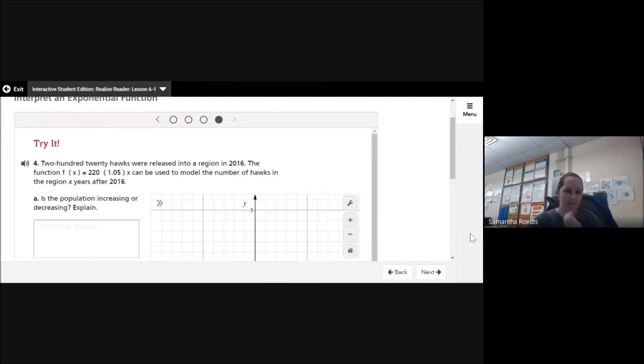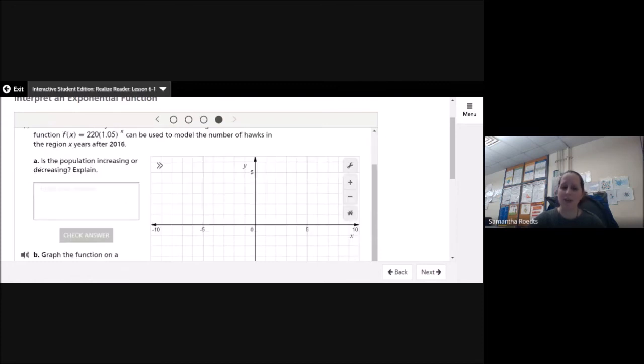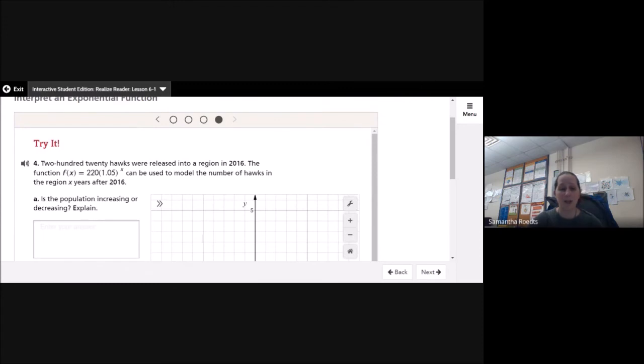All right, so let's try it. 220 hawks were released into a region in 2016. The function f of x equals 220 times 1.05 to the x can be used to model the number of hawks in the region x years after 2016. Is the population increasing or decreasing? Explain. First, looking at this, I have 1.05, so that means it's an increase. So it's increasing. The base is greater than 1, so the function increases as x increases.